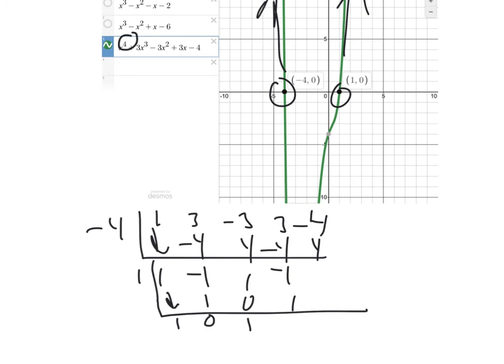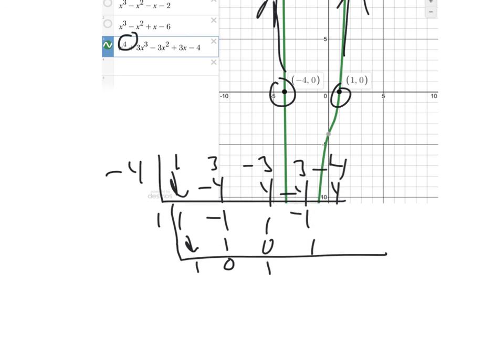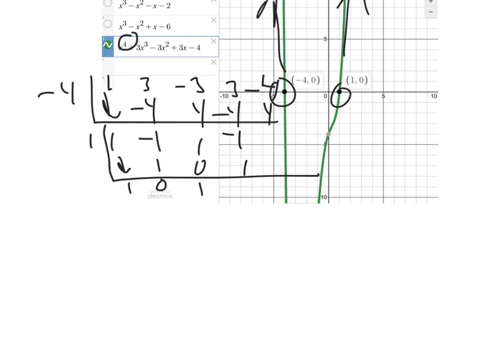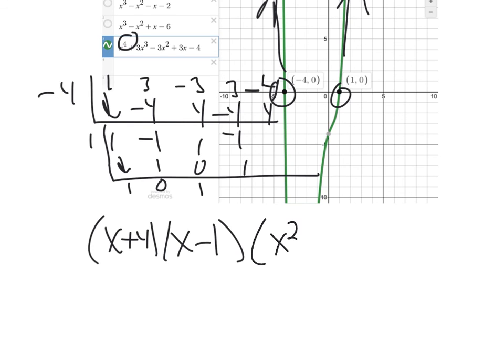So what do I have here? To make the textbook happy, we have x plus 4 times x minus 1. And remember, those are coming from this. If x equals -4, the factor is x plus 4. If x equals 1, the factor is x minus 1. And then the irreducible quadratic is 1x squared plus 0x plus 1. So that's factored, and actually this will be fairly easy.